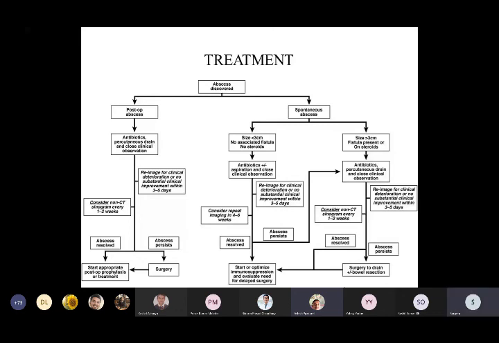The visceral abscess, such as liver abscess and kidney abscess, we'll be talking about later, and this is the end of the class.